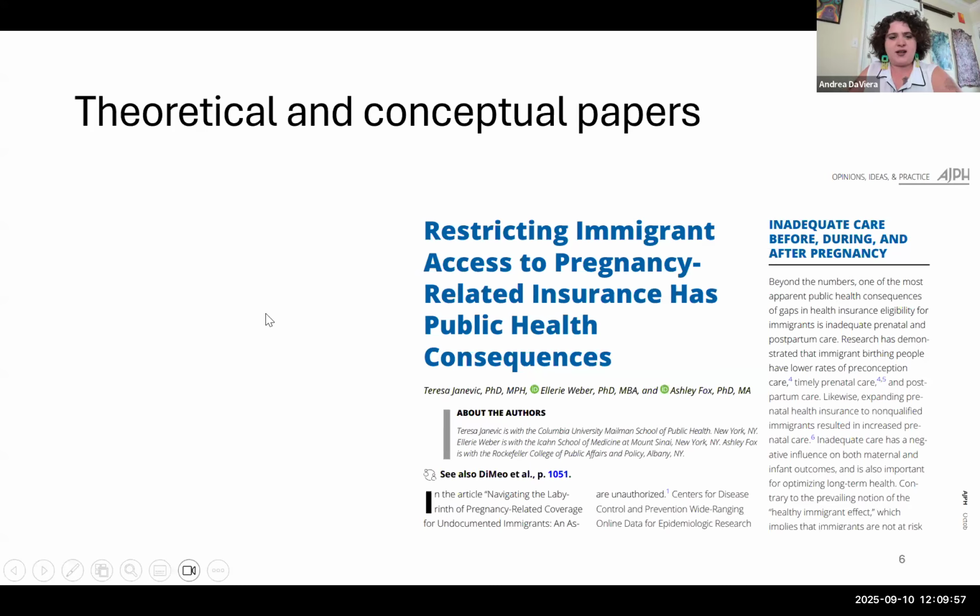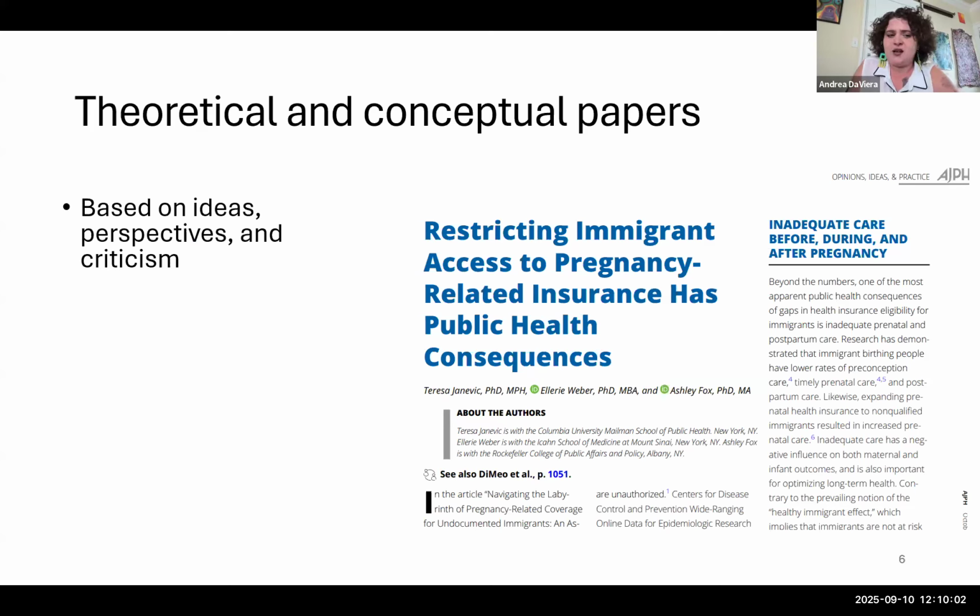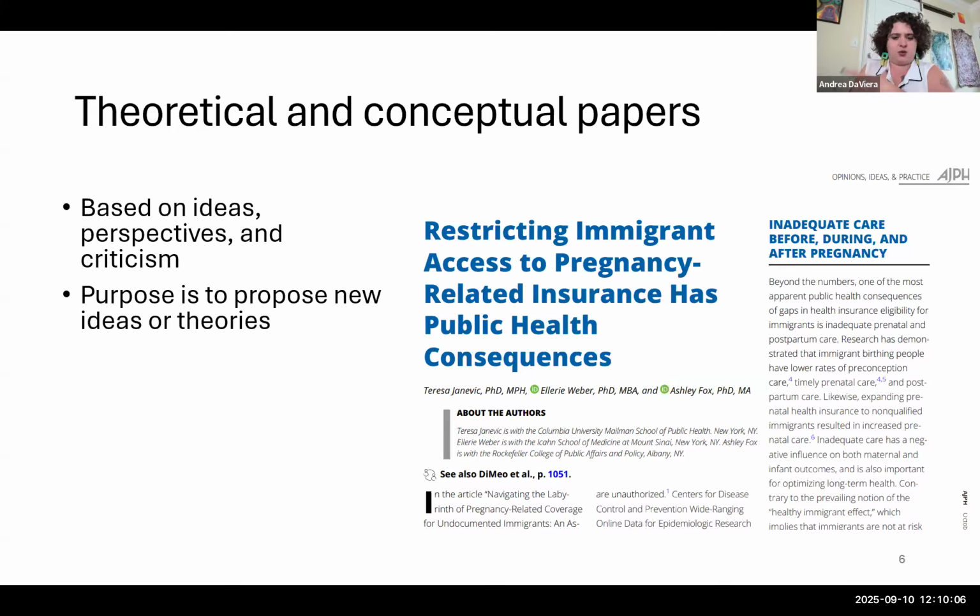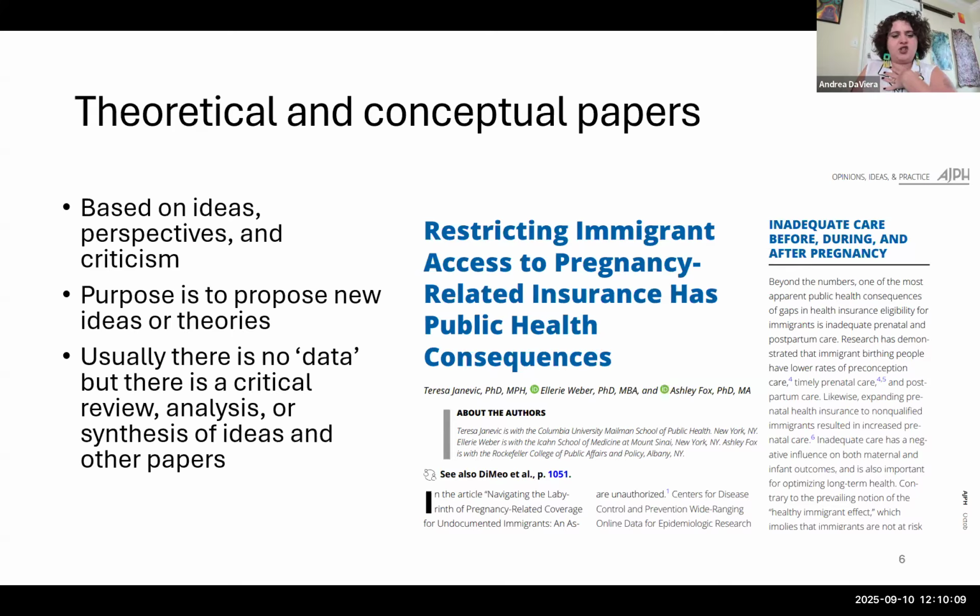We know that it's a theoretical and conceptual paper because it's based on some sort of idea, perspective, or criticism. They're really trying to propose some sort of new theory, but there's generally no data. Data being the qualitative, the quantitative, the numbers, the statistics. We'll get into that a little bit more. But in theoretical and conceptual papers, there's not necessarily data, but there is some critical review or analysis of ideas, and such that you're offering some new and important idea.